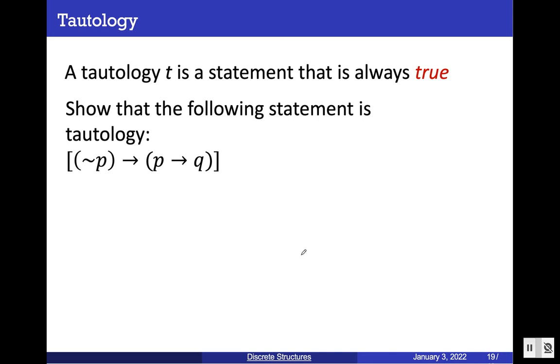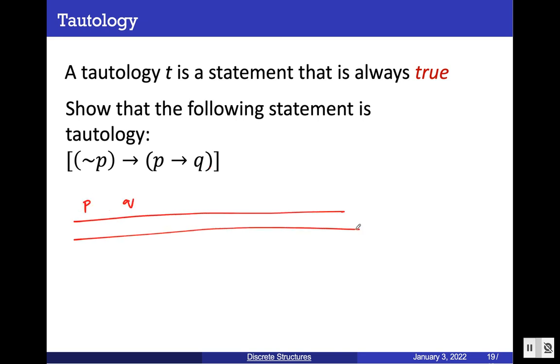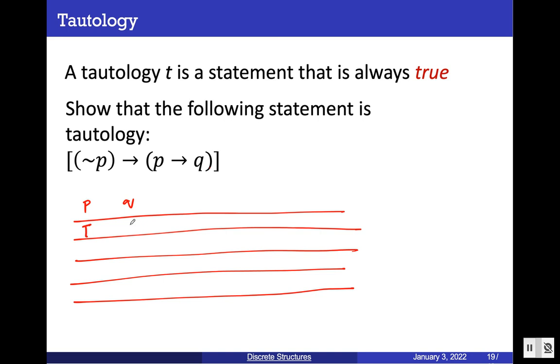So let's see an example. Let's see whether we can find out whether the following statement is a tautology or not. How can we find out? We are going to create a truth table. We are going to generate a truth table for the statement, and test whether for every combination of p and q the statement is always true or not. So let's find out. Let's create a truth table for this statement. So we have here p and q. We are going to consider all combinations: true, true, true, false, false, true, false, false.